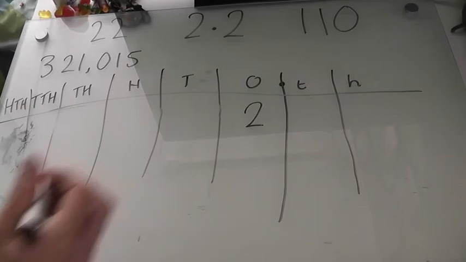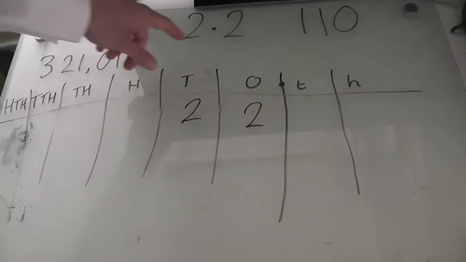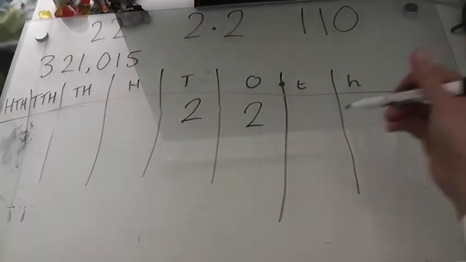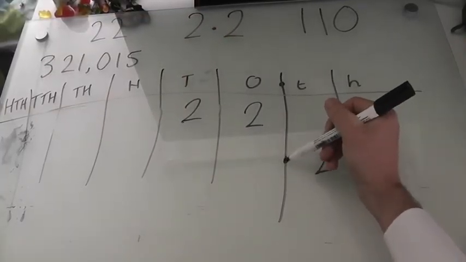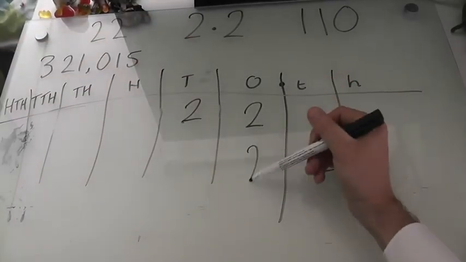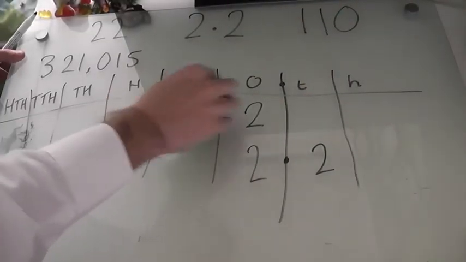2 in the tens column. So we put a 2 in the tens column. Here we've got 2 in the tenths place. So we've got 2 tenths. And on this side we've got 2 ones. So we put 2 in the ones column. How are you finding it so far?